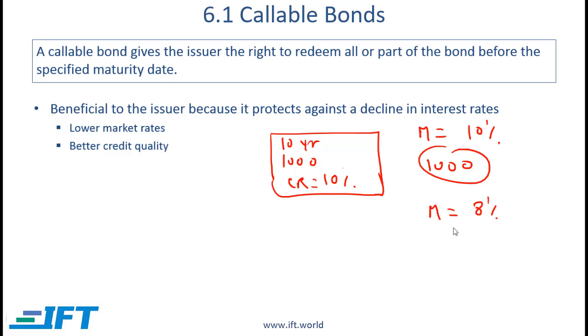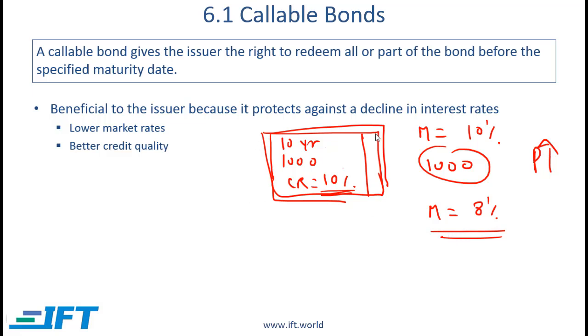Now, who does this benefit? If you think about it, the investor will be very happy because an investor is getting 10% in an environment where the market rate is only 8%. So the market value of this bond will go up. What about the issuer? The issuer will not be happy because the issuer is paying a 10% rate in an environment where interest rates are only 8%.